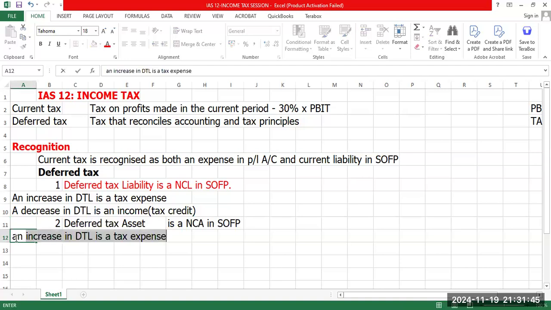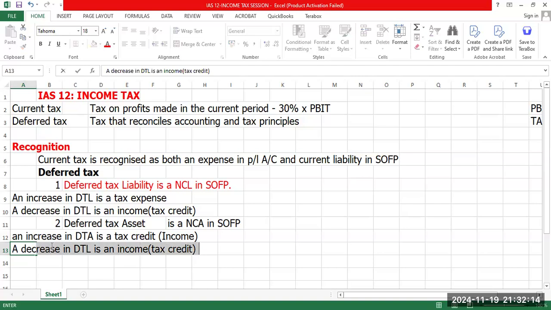Then an increase in the deferred tax asset is what? An increase in a deferred tax asset is a tax credit. Look at this as an income. Then a decrease is the opposite of the first one. A decrease in a deferred tax asset is a tax expense. Just the opposite of the first one.